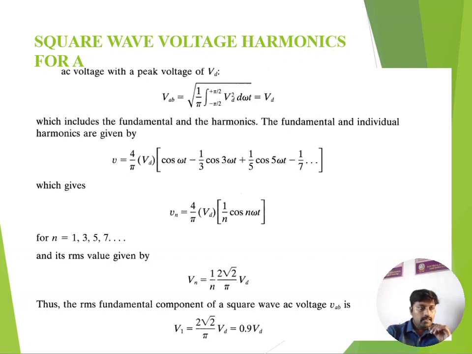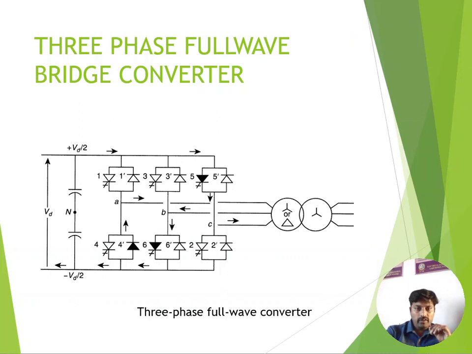From here, we move to the 3-phase full wave bridge rectifier. In the 3-phase full wave bridge rectifier, you can clearly observe that it consists of 6 valves. Each valve is represented with a GTO, a turn off device, anti-parallel with a diode. Like that, we have 6 valves.